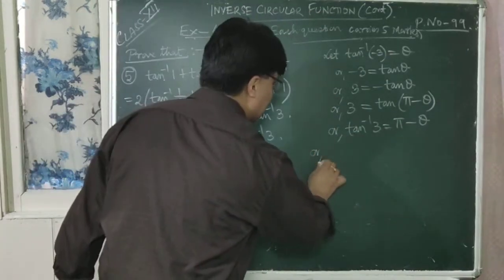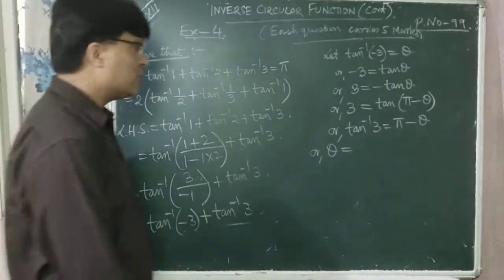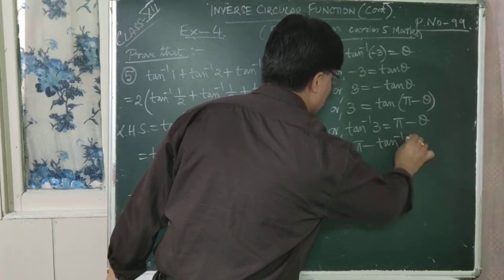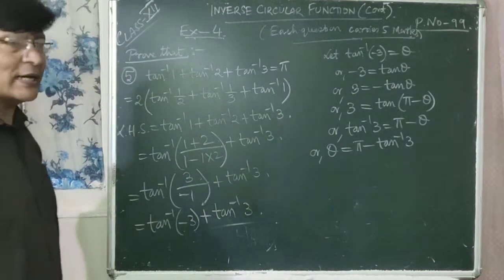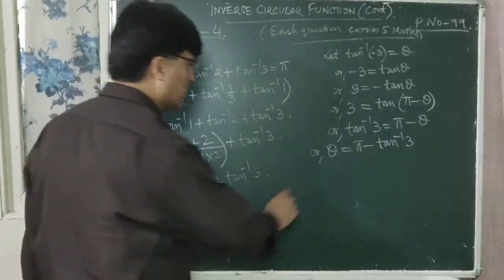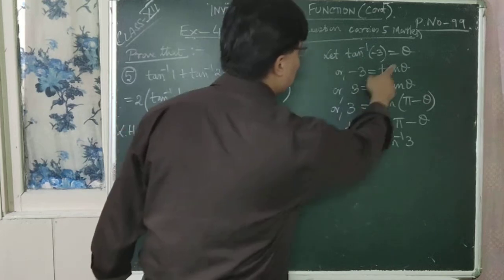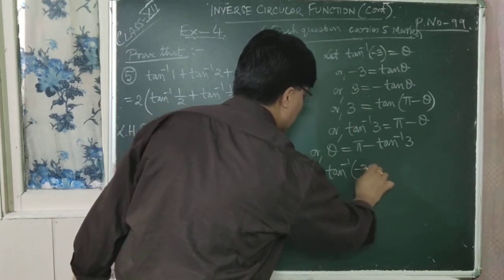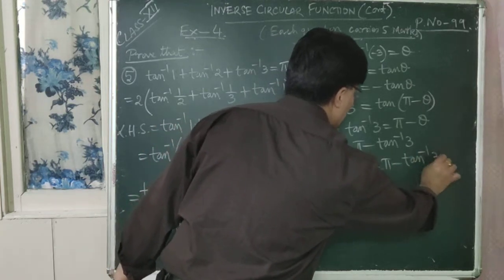Now let us find out the value for theta. So what is theta equal to now? Pi minus tan inverse 3. Minus theta is taken to the left hand side. It becomes theta is equal to pi minus tan inverse 3. So what is the value for theta now? What was the value for theta here? Tan inverse minus 3 is equal to pi minus tan inverse 3.